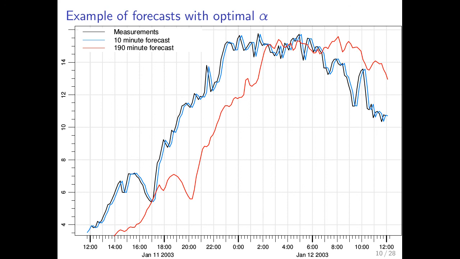So here I just showed you 10, 70, 130, and 190 minutes. But it has been done for all the 10-minute intervals in between. So whenever I get a new observation, I update the 10, 20, and so forth minute forecasts. I update all of them individually with this system.